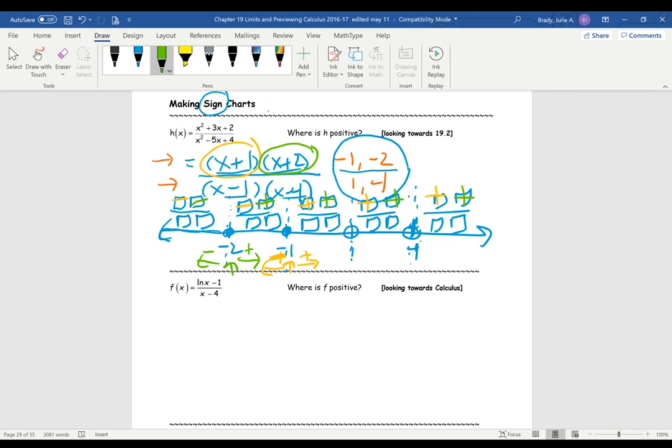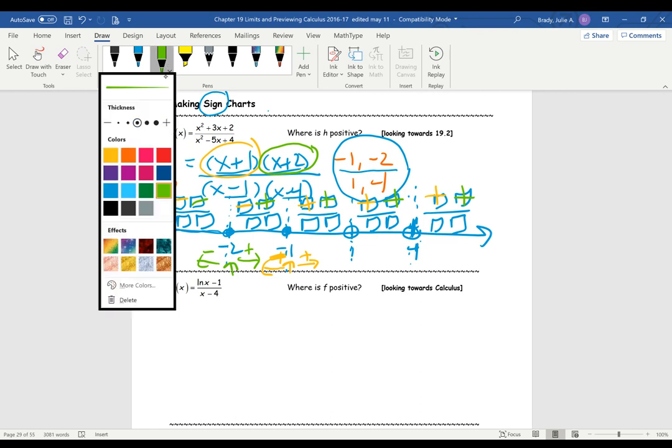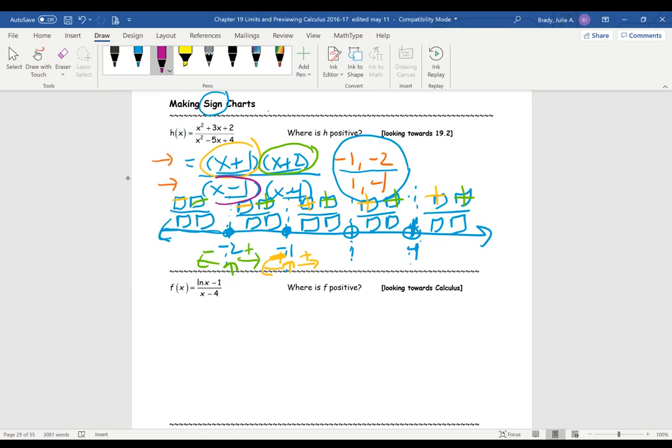Okay, let's do the next one. I'll change colors so it's easier to see. This one happened when x is 1. Again, if we go to the right, we can pick a number that's bigger than 1. That will be a plus number. A number that's less than 1 will be negative. So that's plus, plus, plus. Oops, sorry, eraser. That's negative.